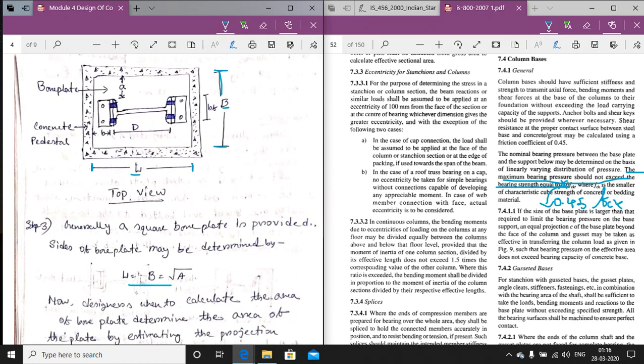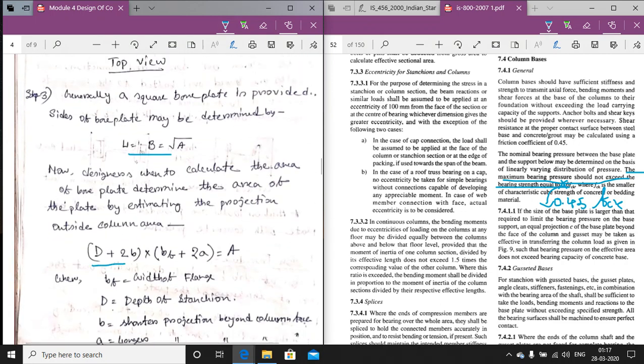If the base plate is square, with side A, this will be the formula. L equals B, so both will be the same, equal to root over A. But in general this is not provided, because the size of the column may not be square. So for that a special formula has to be applied. What is the special formula? This will be the special formula.